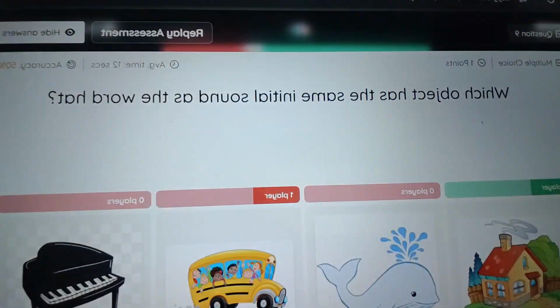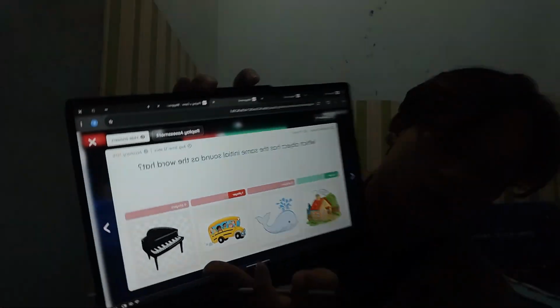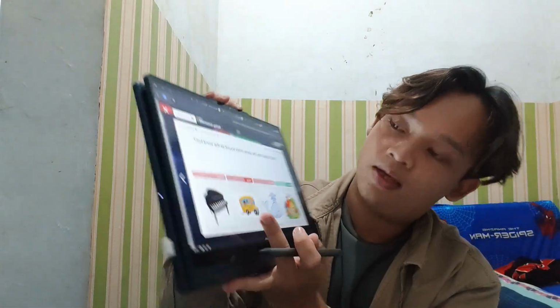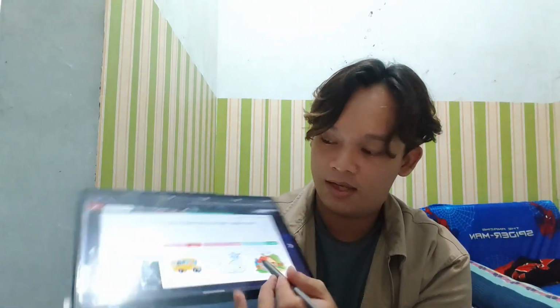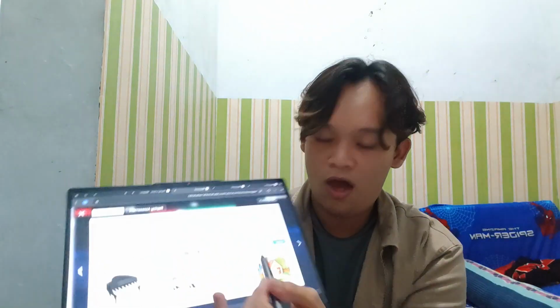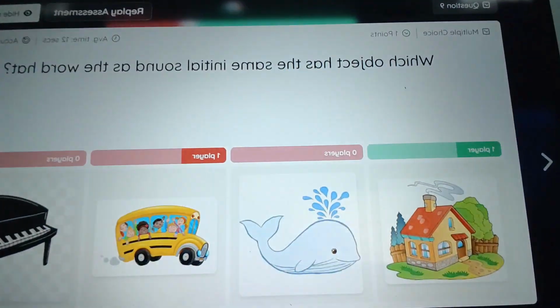The similar word to hat. The first similar sub-alphabet from hat. The correct answer is house. This one. The correct answer is house. Good job, everyone.